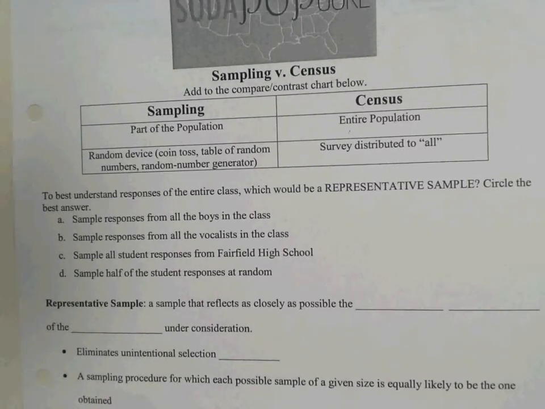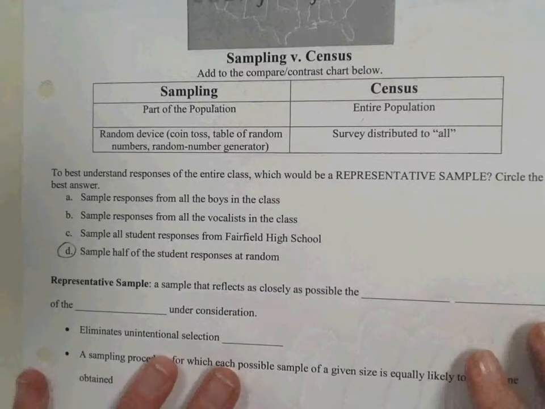What did you decide, Gigi? D. I think everyone I saw was circling D. So sampling half of the students at random would be representative. Sampling just the students from Fairfield High School or just the vocalists or just the male students would not represent the entire population. So representative sample, that's going to be one of your terms.